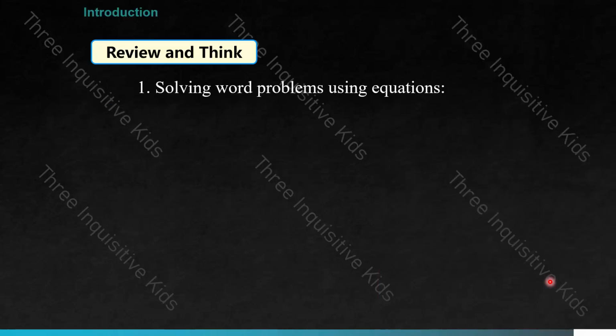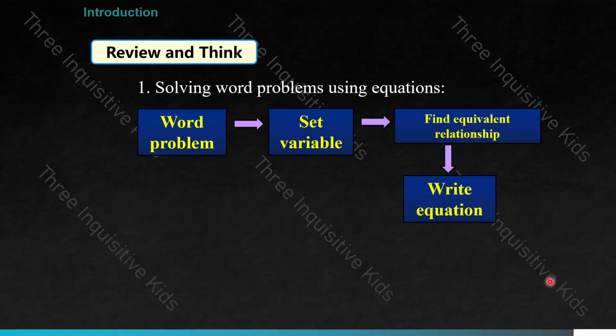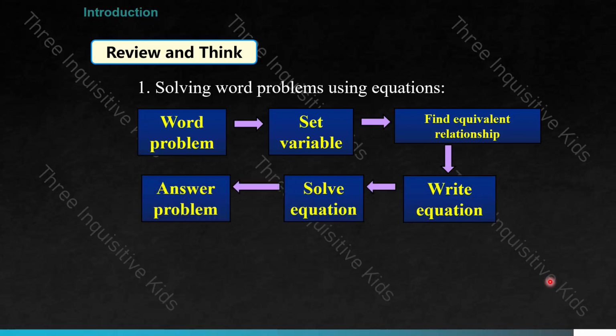Review and think. Solving word problems using equations. When we were back learning about linear equations, what were some of the steps when we used them to solve word problems? Well, we always started with a word problem. And the first thing we did after that was to set the variable. After finding the equivalent relationship, we could write the equation, solve the equation, and then finally answer the problem.